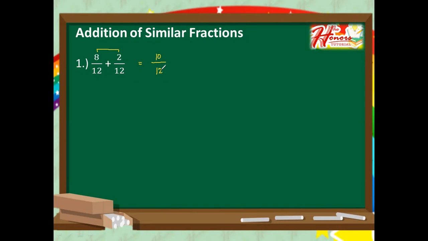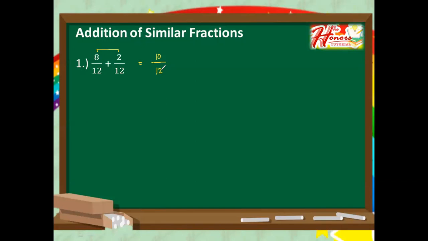But what I want you to notice and remember is this. The final answer of a fraction is always in its lowest term. So if your answer is not in its lowest term, automatically that is not the final answer. There's a big possibility that your answer will be considered as incorrect. Okay, so let's have 10 over 12. We can still simplify it.